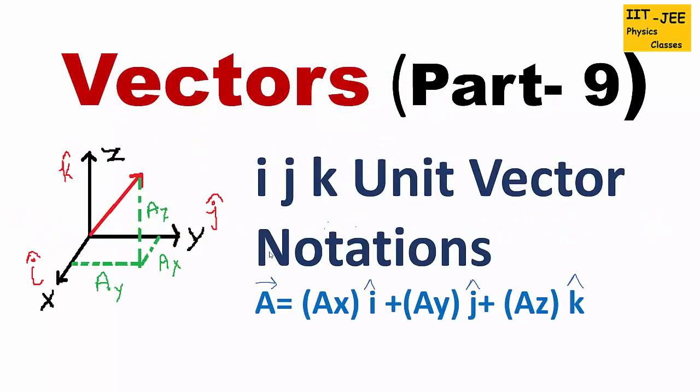Hello friends, in this video we will discuss IJK unit vector notations. I is the unit vector along the x-axis, j is the unit vector along the y-axis, and k is the unit vector along the z-axis. We read I as I cap, which is read as cap or hat. So I cap or I hat, j cap or j hat, and the same way k cap or k hat.